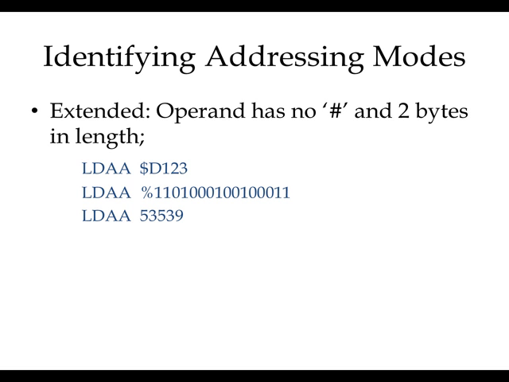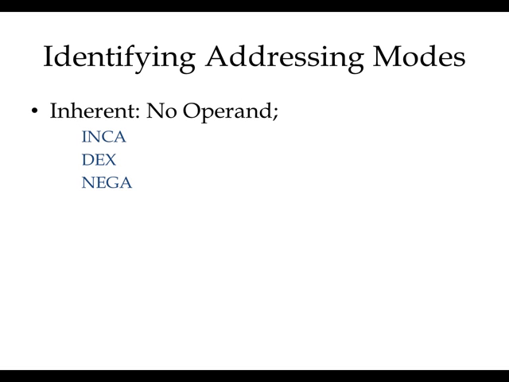65,000. You probably remember it, right? So all ones of 16 bit. Okay. All right. This is extended. One more left. Inherent is the easiest one because the inherent instruction has no operand at all. That has only opcode.